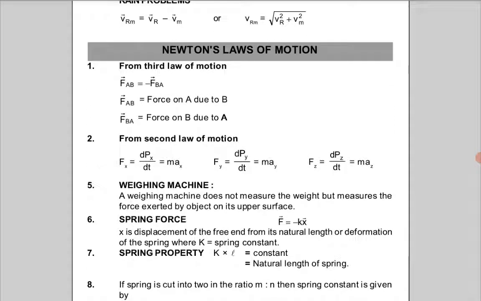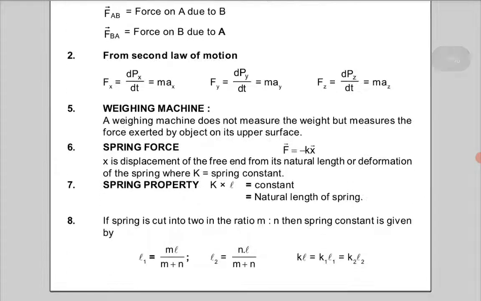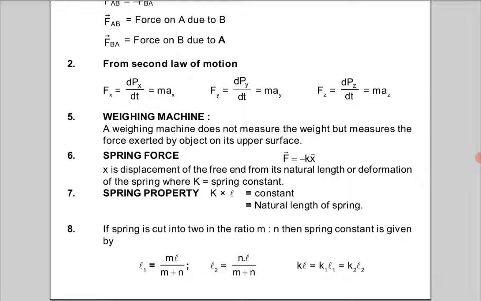Then Newton's laws of motion. From the third law of motion we can say that force FAB equals minus of force FBA, where FAB means force on A due to B, and FBA means force on B due to A. From the second law of motion we can say that Fx equals dpx by dt equals max, where p is the momentum, and Fy equals dpy upon dt equals may, and Fz equals dpz upon dt equals maz.